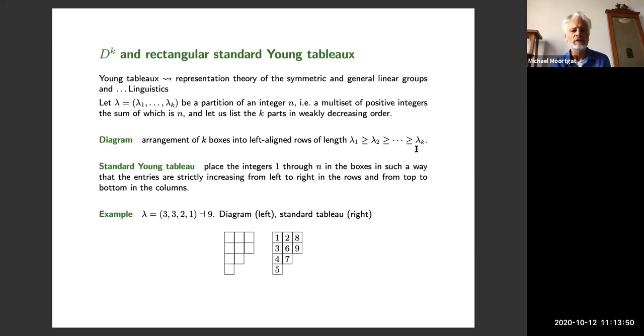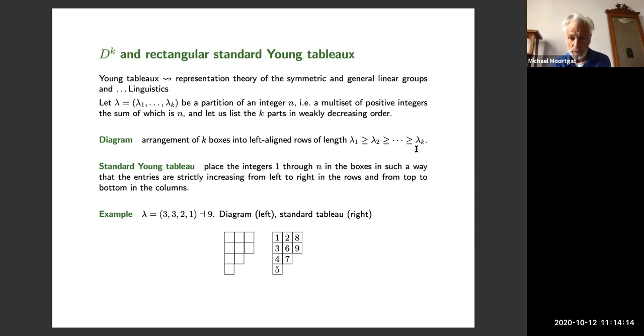Partition parts here. And we say that a standard Young tableau is obtained if you place the integers 1 through n in these boxes in such a way that the rows and the columns are both strictly increasing, from left to right and from top to bottom. So here in the example, suppose that we partition the integer 9 into 4 parts: 3, 3, 2, 1.